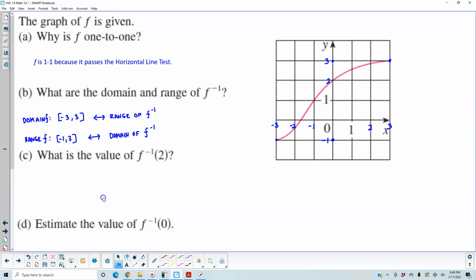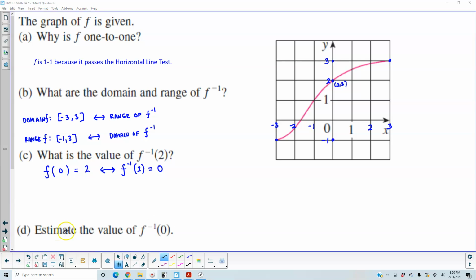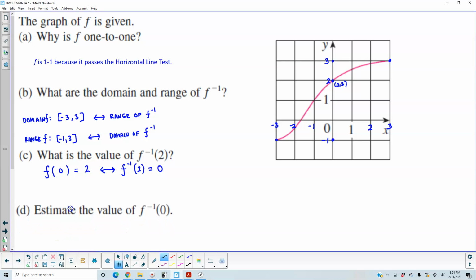Okay. So now it says, what is the value of f inverse of 2? Well, this is the input on the inverse, so it's going to be the output on f. So if we have f of what is going to equal 2, here we can see that 0 is going to give you the value of 2. So at this point here, this is 0 and 2 on the function of f. So f of 0 is equal to 2. Therefore, if we find the inverse of 2, then that means the output is going to be 0.